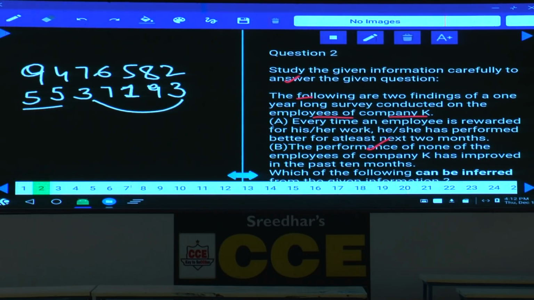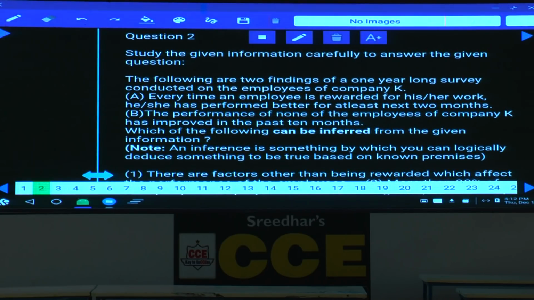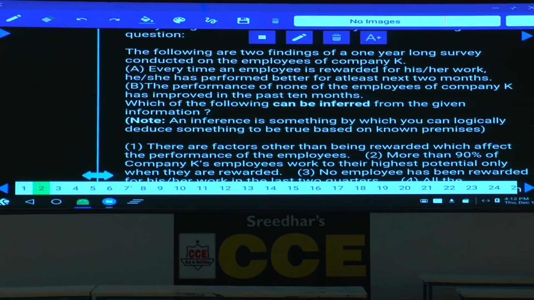Then question number 2. Now in this question number 2, the question is about what? Critical reasoning. The following are 2 findings of a 1 year long survey conducted on the employees of company K. Every time an employee is rewarded for his or her work, he or she has performed better for at least the next 2 months. Here, if an employee has been given a reward, then that person is working better for at least the next 2 months.